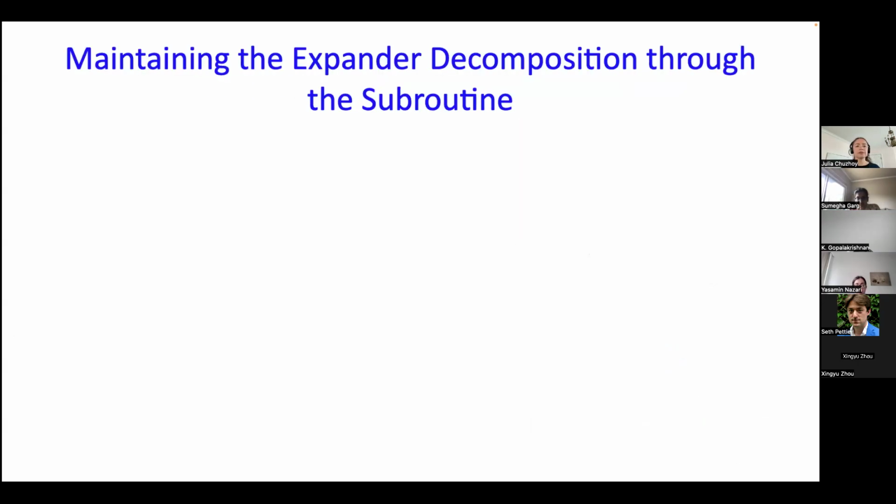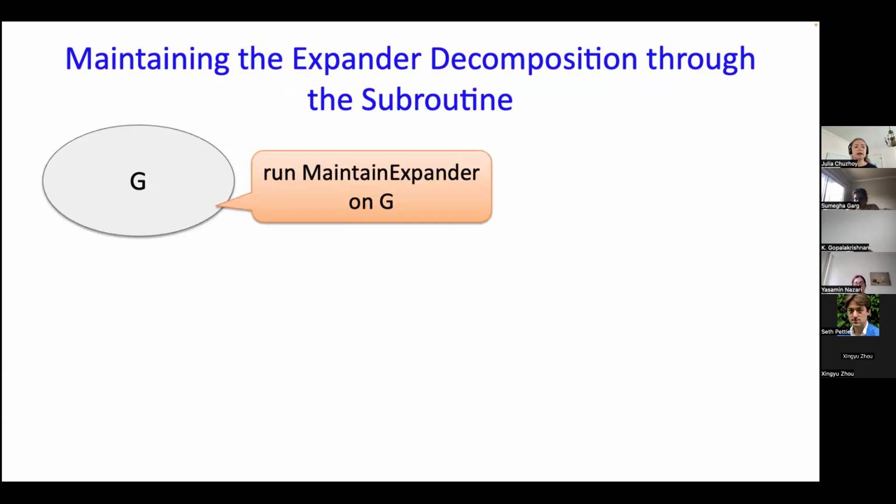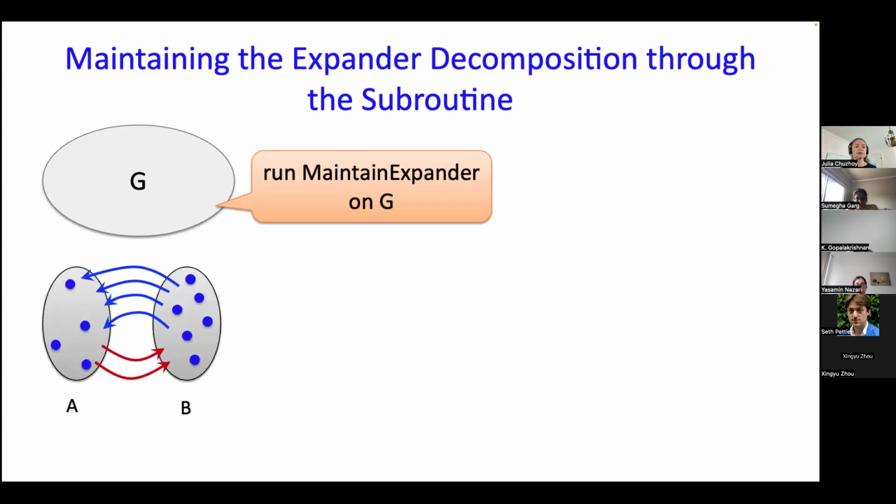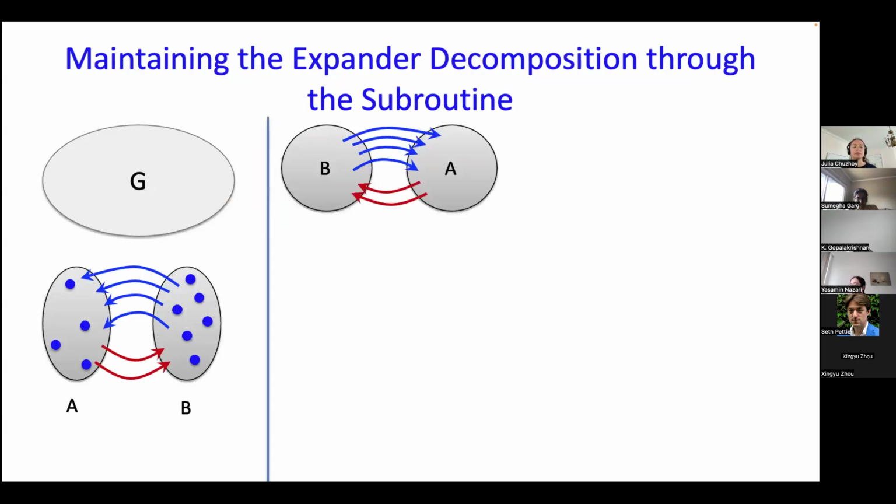So we want to use the subroutine in order to maintain an expander decomposition of our graph. Let me show you how we do this. At the beginning, we start with our graph, and we have only one cluster in the decomposition. This cluster is the whole graph. And we apply the maintain expander subroutine on this cluster. Then at some later point, or maybe even immediately, this maintain expander subroutine produces a sparse cut AB in this cluster G. And now, instead of one cluster G, we will have two clusters in our decomposition, B and A. And we order them like this, first B and then A.